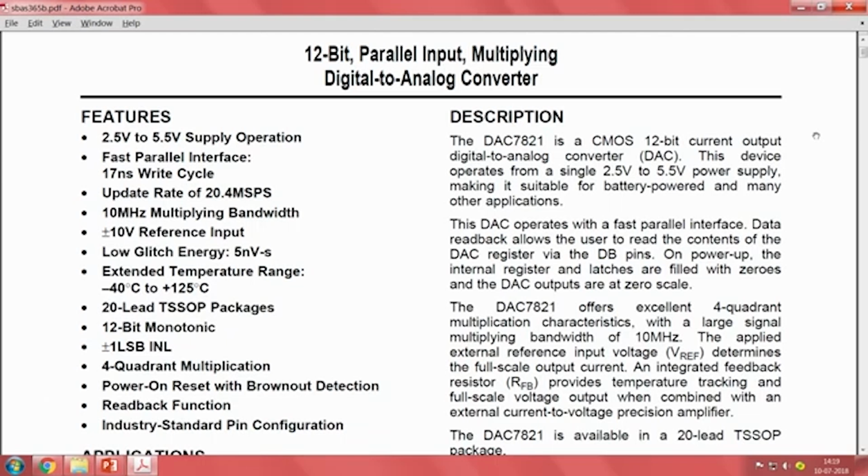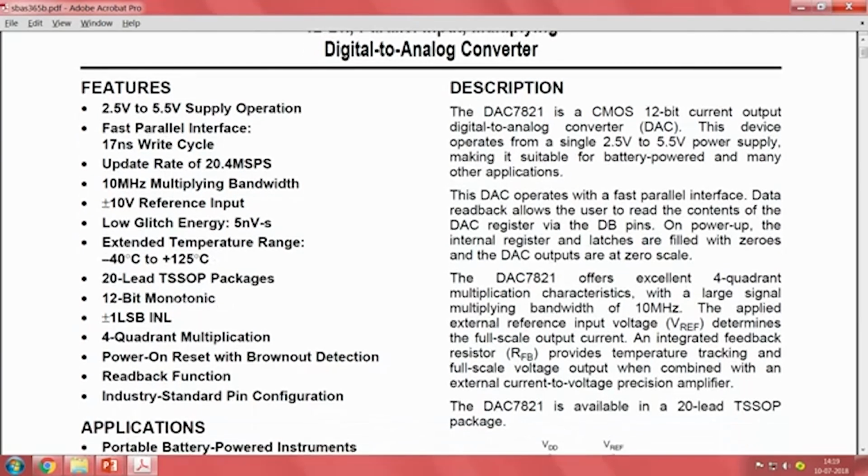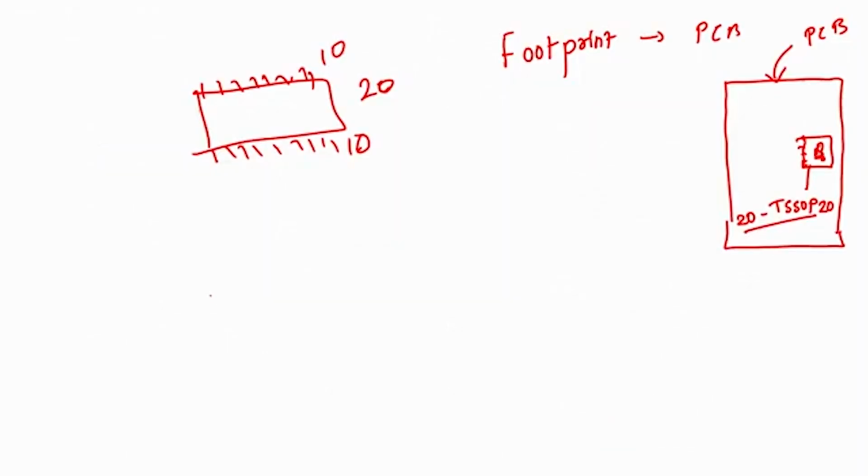So, next thing is what? We are going through the main features of the ICs. This is very important to you, this is the way you should analyze the datasheet. Once you look at a datasheet 2-3 times, you can quickly go through these things. Then 12 bit monotonic. What does 12 bit monotonic mean? What does a monotonic DAC mean?